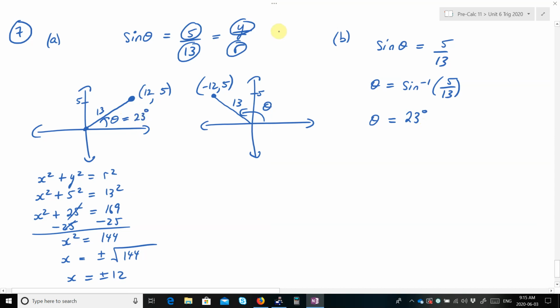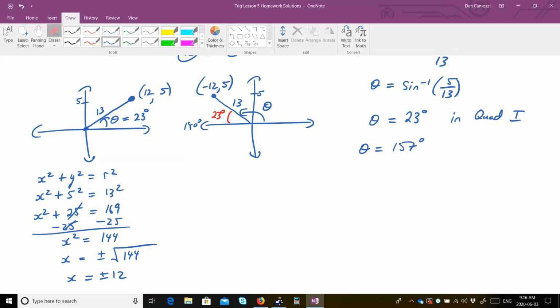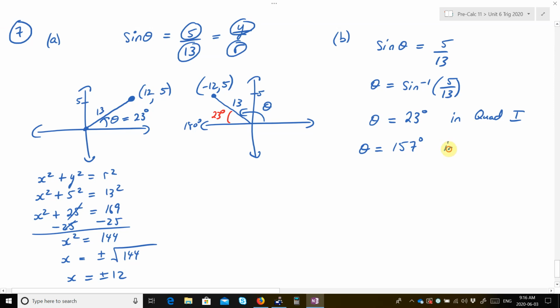Okay, but that's also the reference angle. And so then in quadrant 2, the reference angle is here, 23. So theta equals 23 degrees in quad 1, and theta equals 180 degrees minus 23 in quadrant 2. So 157 degrees in the quadrant 2 possibility. Awesome. Let's get on to number 8.